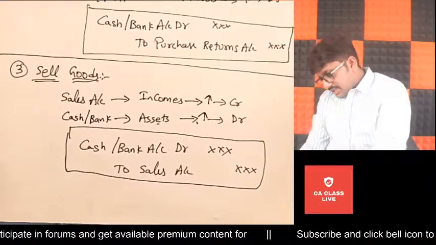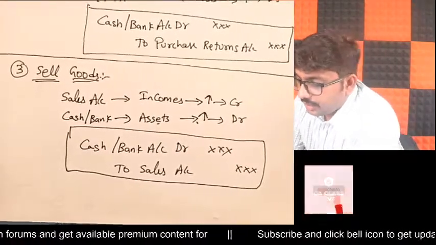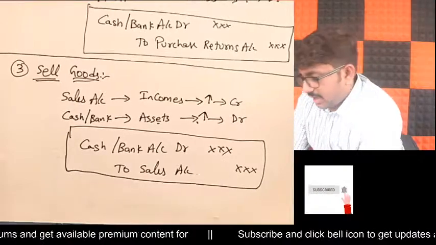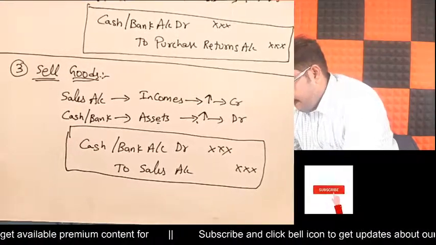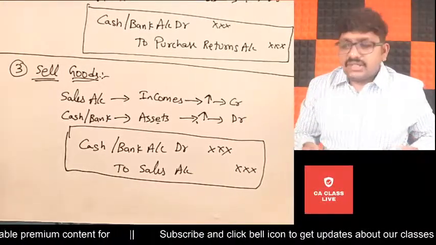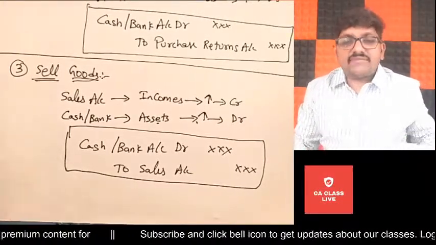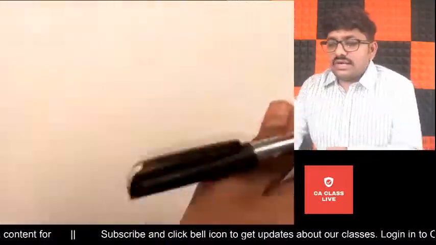Correct? Just a minute, friends. I'll take up a few more papers for you. Okay. Right. Okay. So that is the journal entry whenever you sell the goods. Correct? Now let us move on to our next topic.